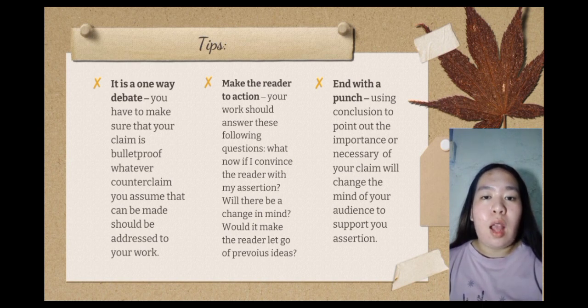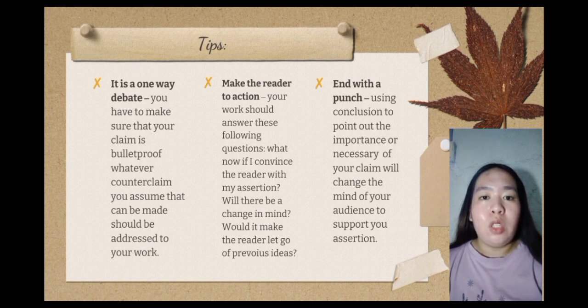Your work should answer the following questions. What now, if I convince the reader with my assertion? Will there be a change in mind? Would it make the reader let go of previous ideas?